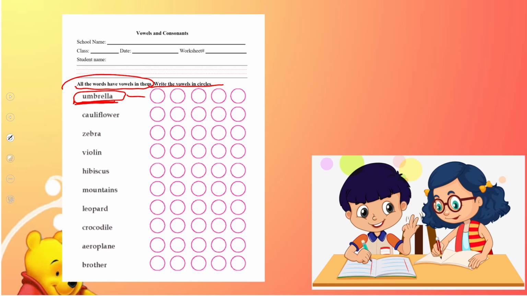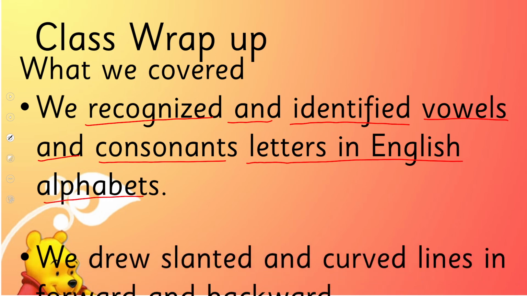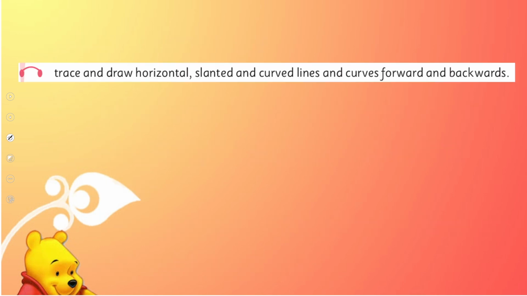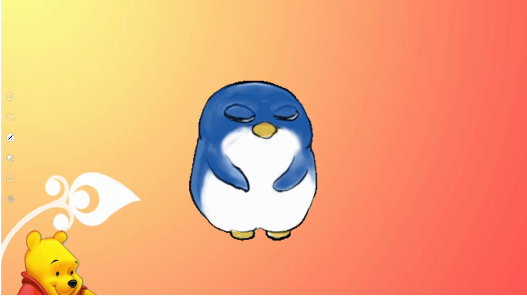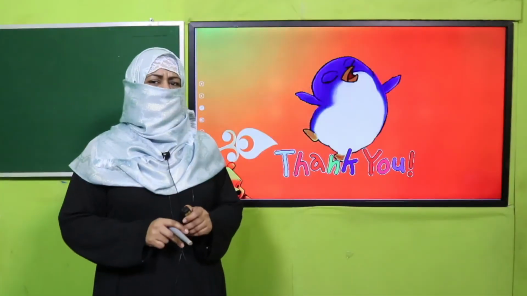This is your work. So what we have done today, we recognized and identified vowel and consonant letters in English alphabets. And we drew slanted and curved lines forward and backward. So in this way, we achieved our SLO to trace and draw horizontal, slanted and curved lines forward and backward, and to recognize vowels and consonants. So that's it for today.